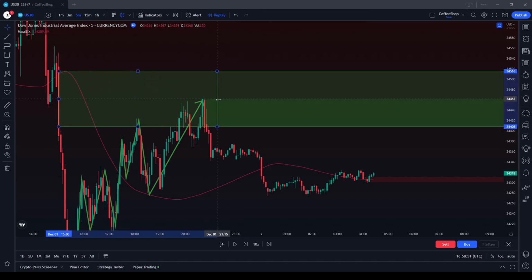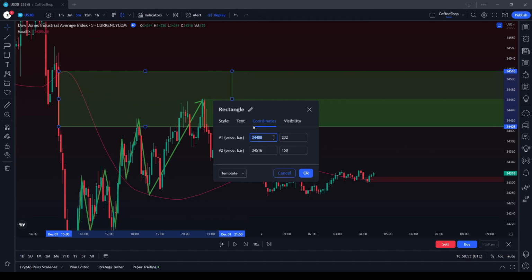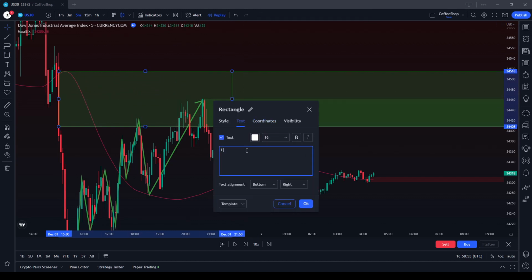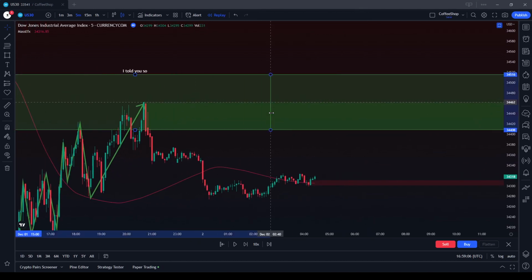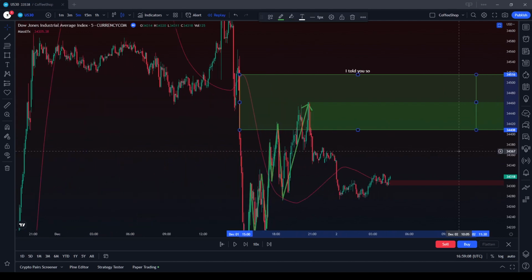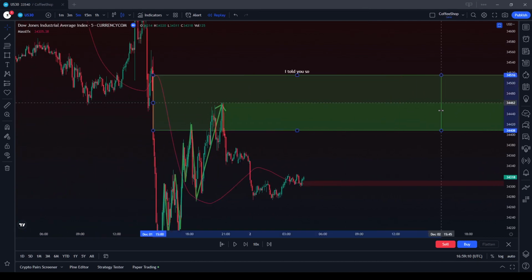So I'm going to leave this here, and I'm going to put, I told you so. All right? How about that? We'll put that there. Let's see if it stays in one place. No, it doesn't stay in one place. Right? Price is going to end up moving back to that position. We'll drag this over at some point.